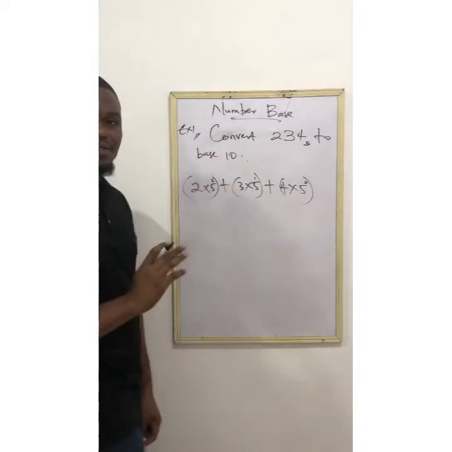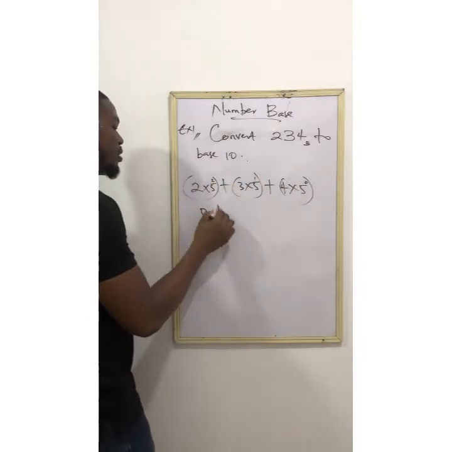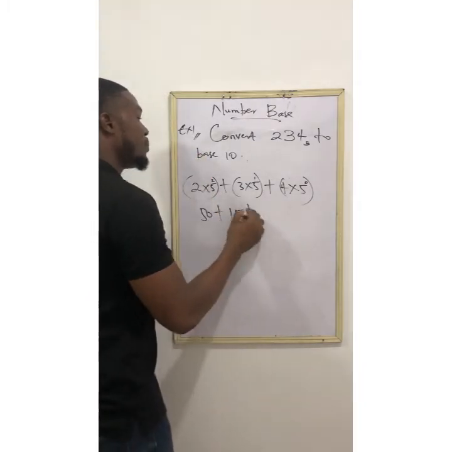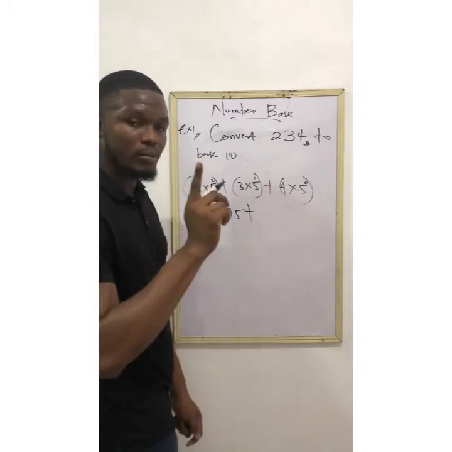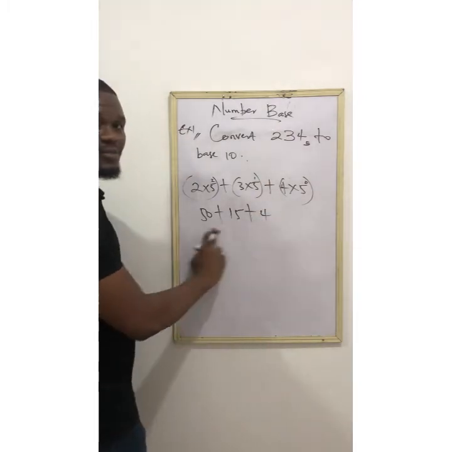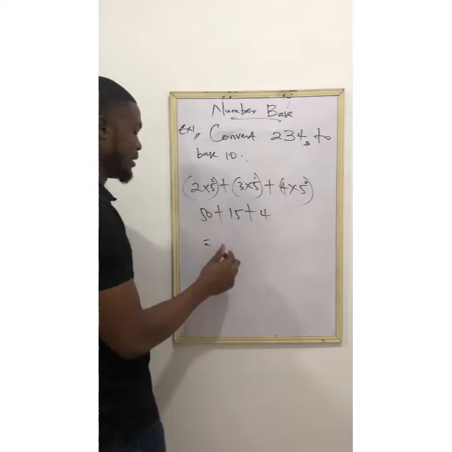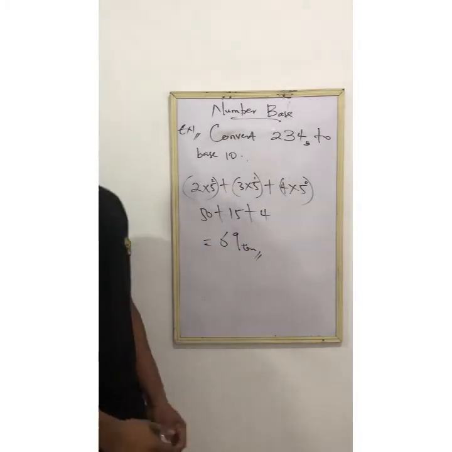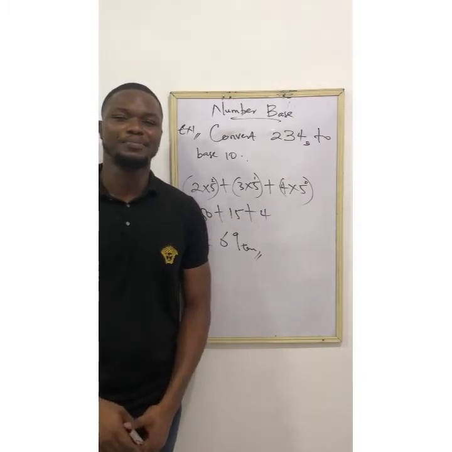5 raised to the power 2 is 25. 25 times 2 is 50. Plus 5 raised to the power 1 is 5. 5 times 3 is 15. Plus 5 raised to the power 0 is 1. 1 times 4 is 4. And that will give you 65 plus 4, and that's 69. 69 base 10.